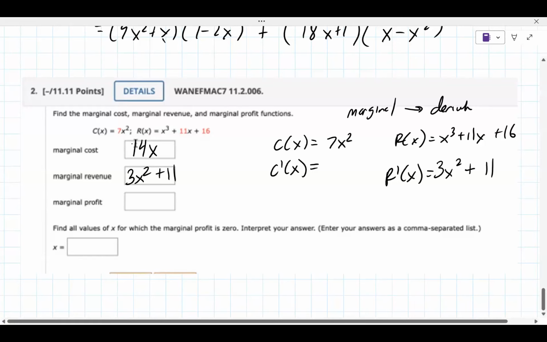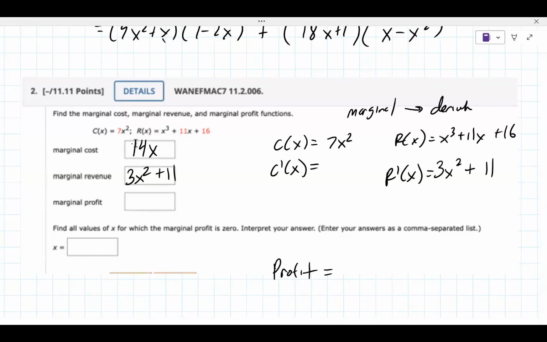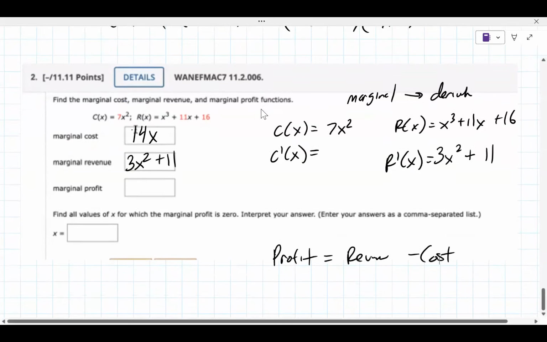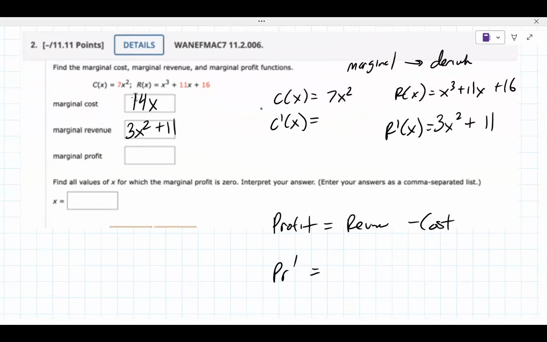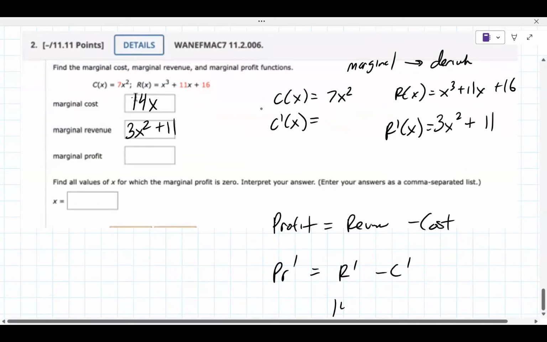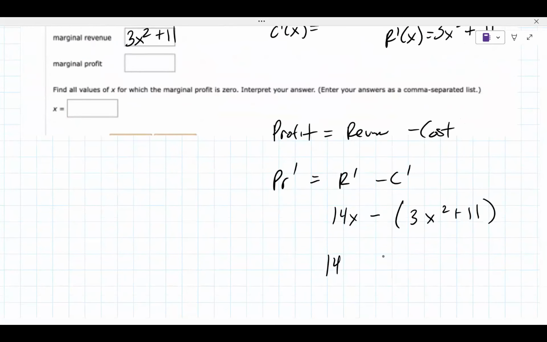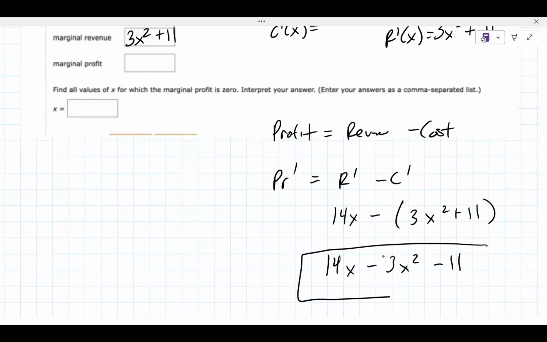All right, now profit is revenue minus cost. And so marginal profit or profit prime is revenue prime minus cost prime. It's basically just subtract the derivatives, 14x minus, in parentheses, 3x squared plus 11. So you have 14x minus 3x squared minus 11. That is your marginal profit. Okay, I got it.